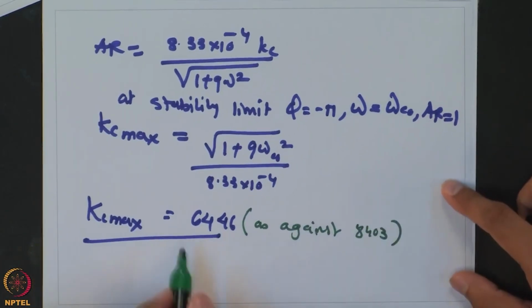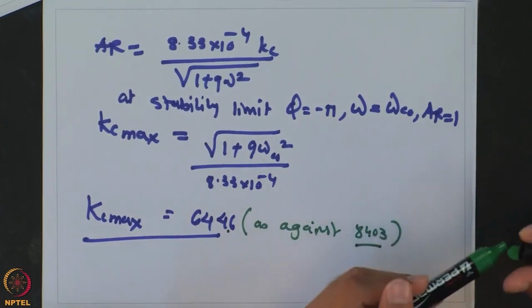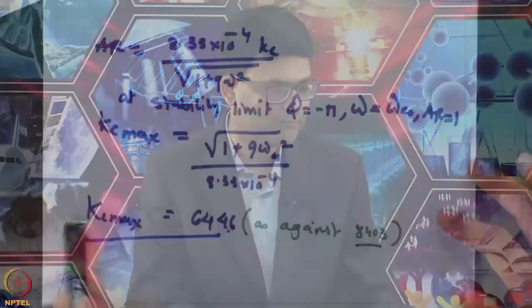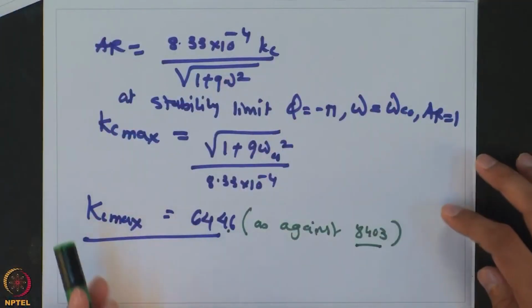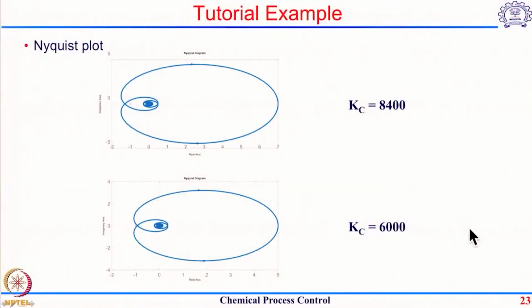So if we use any gain between 6446 and 8403, the Laplace domain analysis is going to say that the system is stable, but the frequency domain analysis is going to say that the system is unstable. And if you simulate the system, you will indeed find that the maximum stability limit is close to 6446. And here is the corresponding Nyquist plot. When you use any Kc which is less than 6000, you will see that this -1 point is outside this Nyquist plot, so the system is going to be stable.